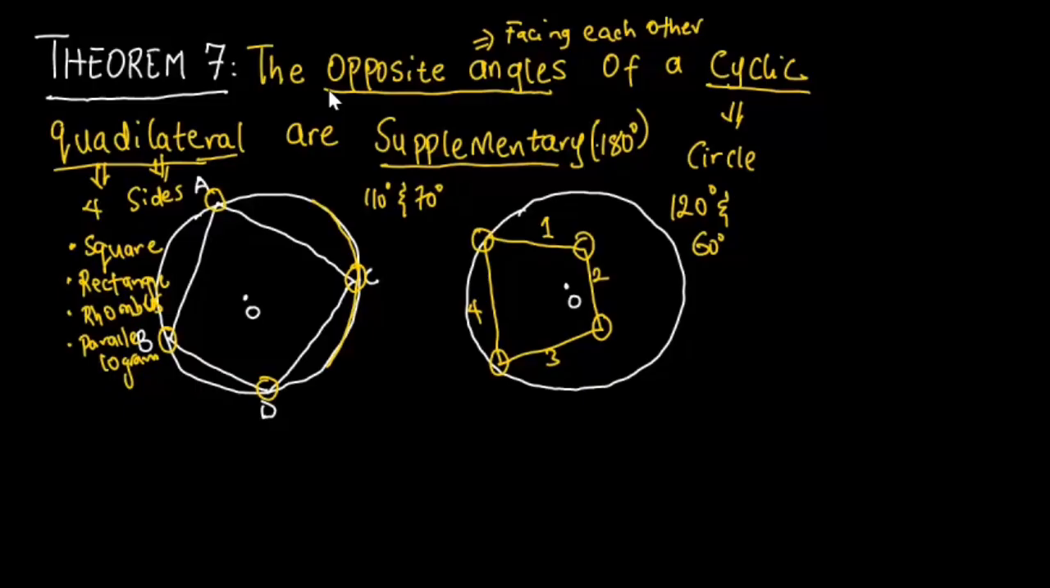So in essence, what is this theorem telling us? It's telling us about opposite angles. In this case, A is opposite to D. So it simply means that A plus D is equal to 180 degrees. Also, I have B on this side facing C. So again, we can infer that B plus C will give us 180 degrees. So this is basically what theorem 7 is telling us.